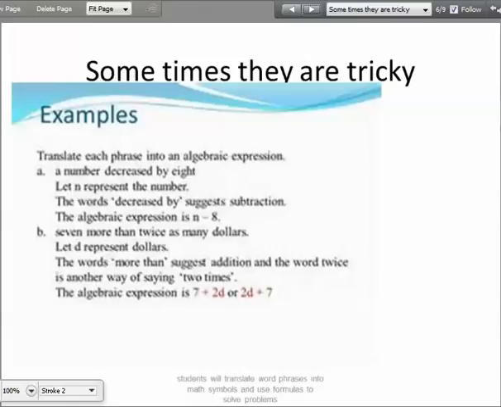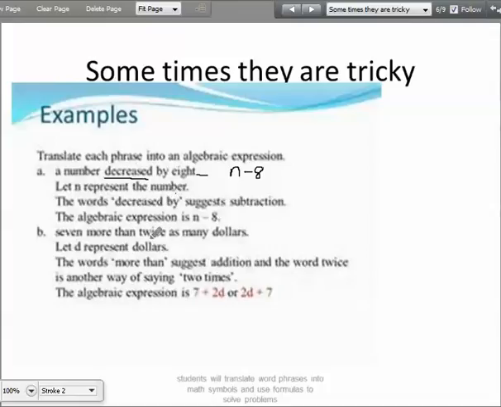Now, I'm not going to confuse you. They can be tricky sometimes, okay? So let's look at some of these. A number is decreased by 8. That would mean n minus 8. How'd I get that? Decreased by 8. That means I'm decreasing it. I'm going to subtract 8 from it. Okay? So I'm letting n be the number. I'm going to decrease it, so I'm going to subtract 8 from it.